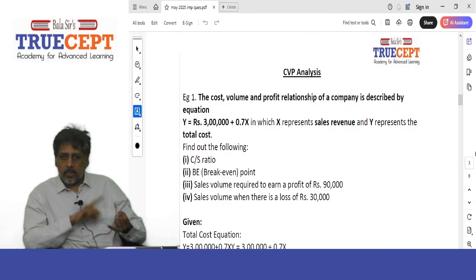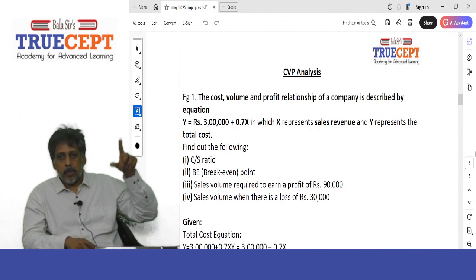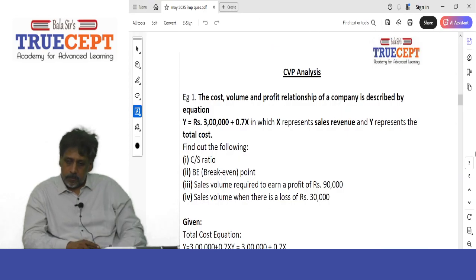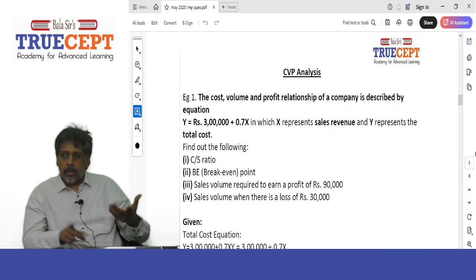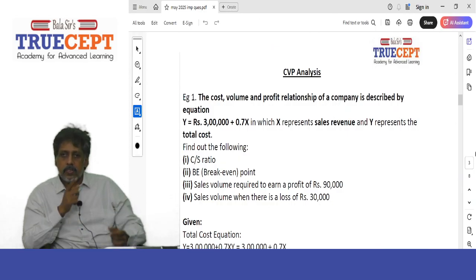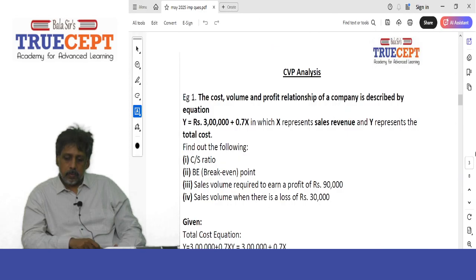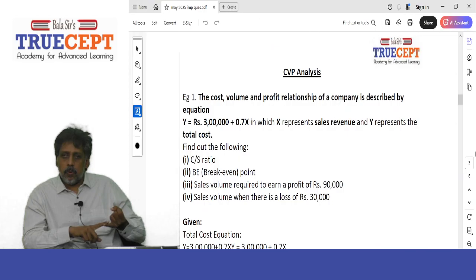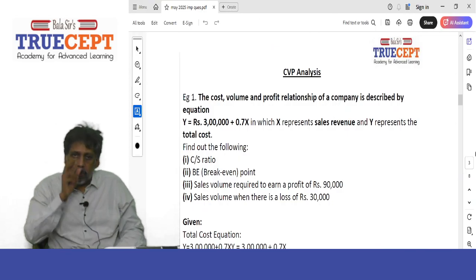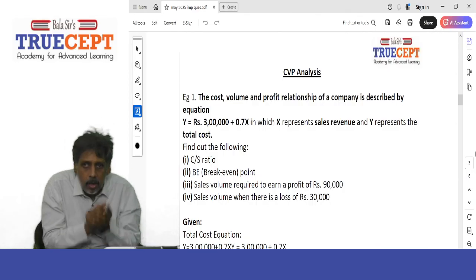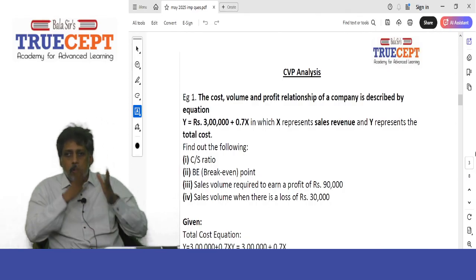Next is the BE point, break-even point. Calculate the break-even sales or break-even point. Here you can do only the break-even sales because we don't have the contribution per unit for you to find the break-even point in units. Then third question: sales volume required to earn a profit of 90,000 rupees. Find out the desired sales. Then number 4, sales volume when there is a loss of 30,000 rupees. Again you have to calculate what will be the sales value in case you incur a loss of rupees 30,000. These are the 4 questions, 2 marks each, 8 marks.